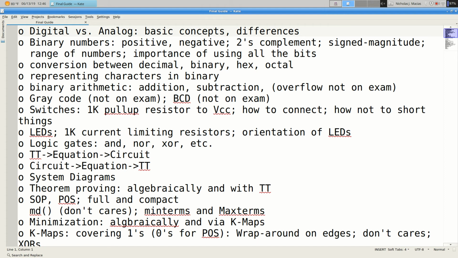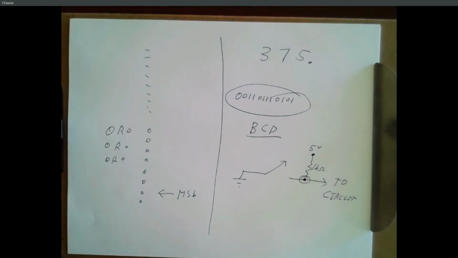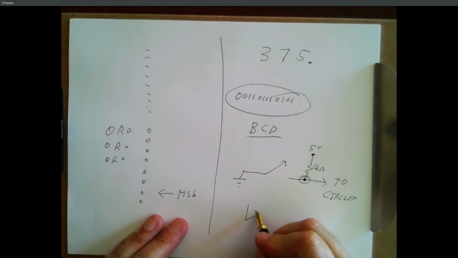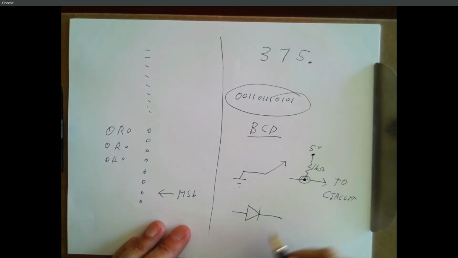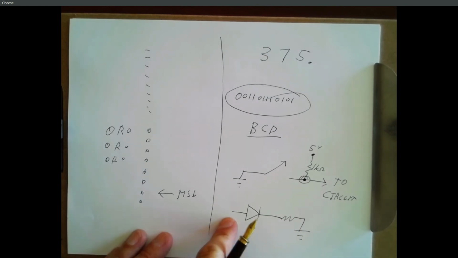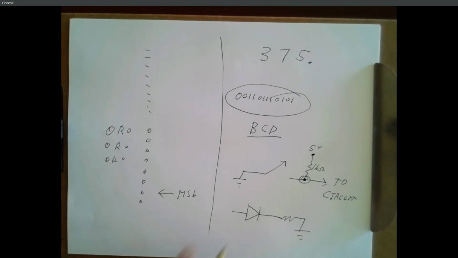LEDs, put a 1K resistor in series to restrict the current, and current should flow in the direction of the triangle. So if that's your LED, this is the side that you want to have go to ground. Put a 1K somewhere in series, either here or here, and then this end goes to ground. This is the one that you're driving with a voltage to make it light up.